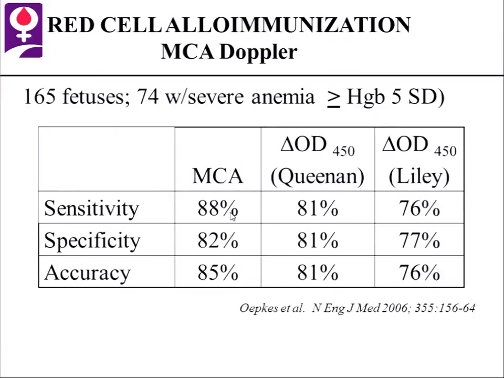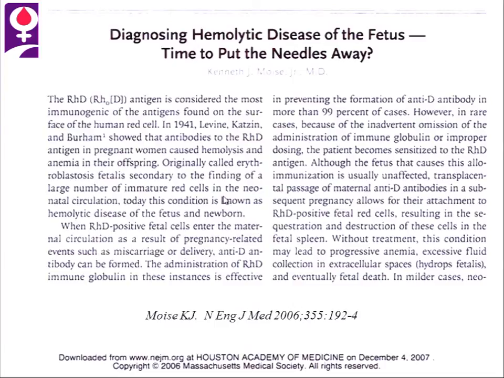This was a subsequent study, a multi-center trial that followed up Mari's study that looked at severely anemic fetuses, and they actually compared the Doppler study, the middle cerebral artery, to the OD 450 Queenan curve and the OD 450 Liley curve, and across the board it worked better than doing amniocentesis and doing delta OD 450s. So as a result of that, I wrote this editorial in the New England Journal that said, I think it's time to put the needles away, and in fact, that was published in 2006. Since that time, we no longer do serial amniocentesis in these pregnancies to determine if the fetus is sick.